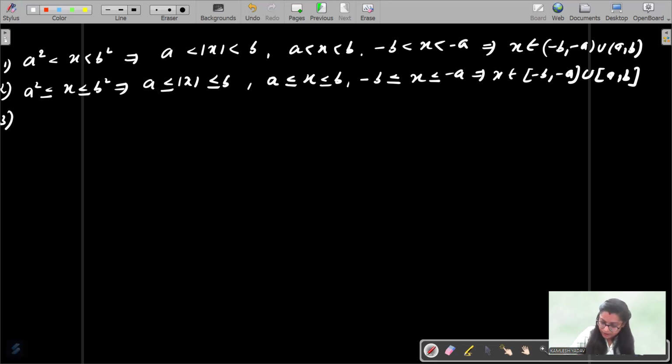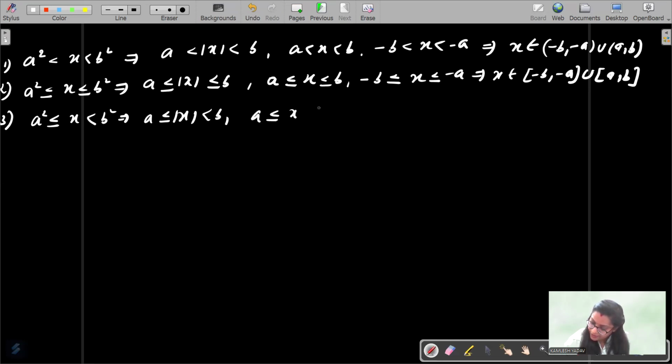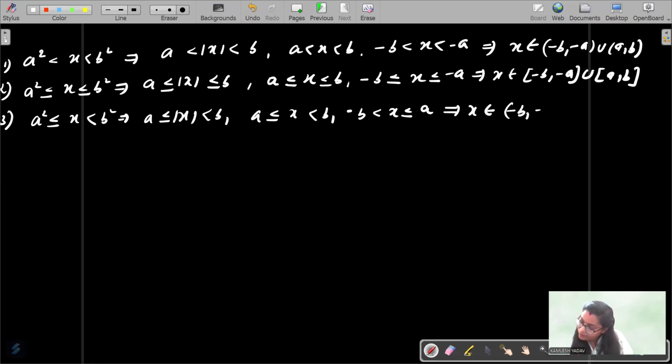Now we go for the third case. It means a ≤ |x| < b, not equal to. So this implies a ≤ x < b and -b < x ≤ -a. So this implies x belongs to (-b, -a] union [a, b).